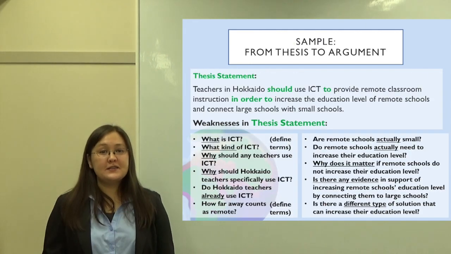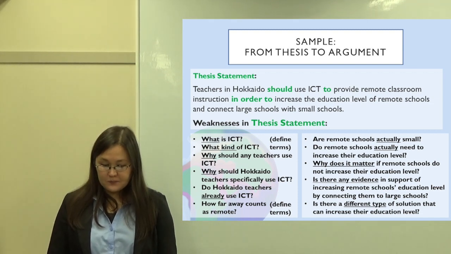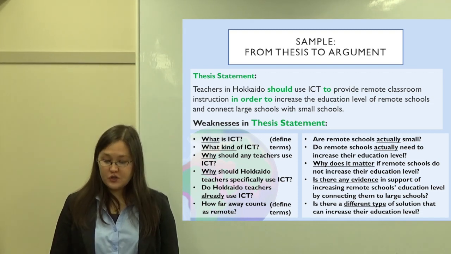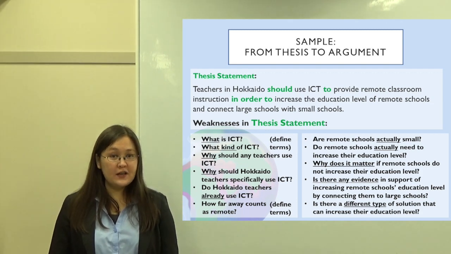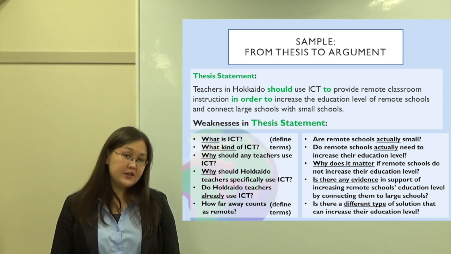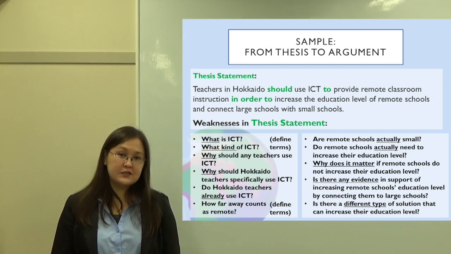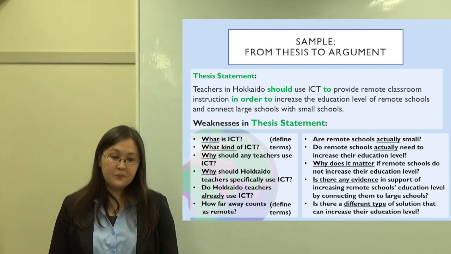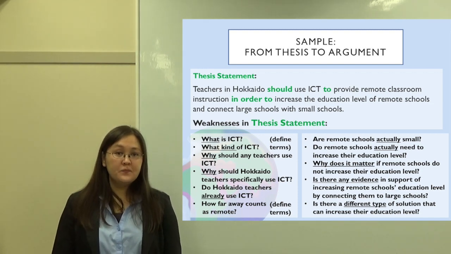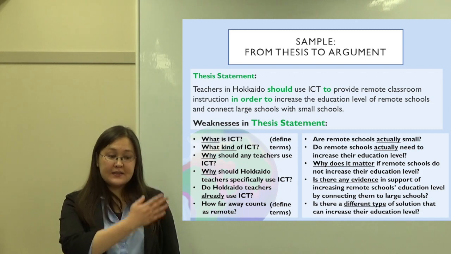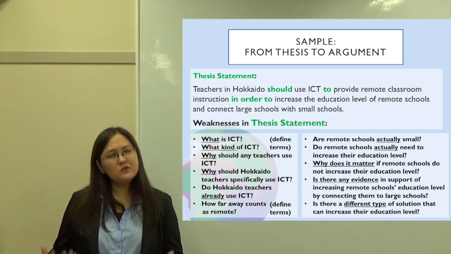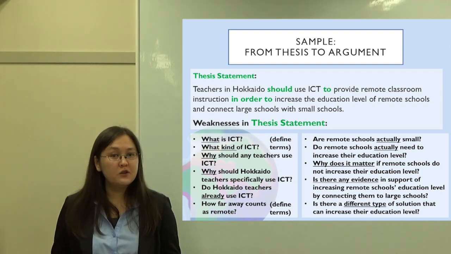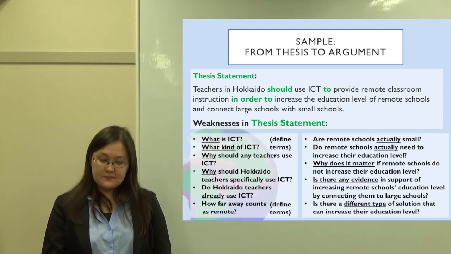So we've been looking at this example of a thesis statement. Teachers in Hokkaido should use ICT to provide remote classroom instruction in order to increase the education level of remote schools and connect large schools to small schools. So this is a sample thesis statement. Before writing anything, in order to make the outline, it's necessary to make a list of possible weaknesses, possible questions or objections the reader might have. So here are some examples.